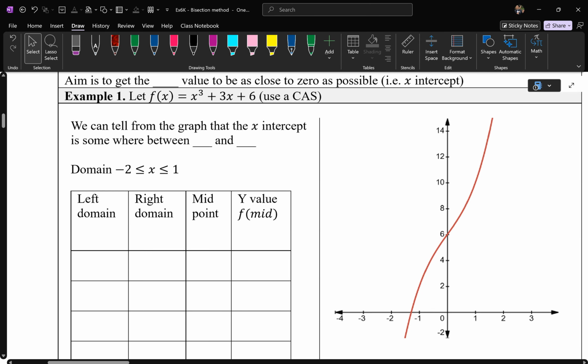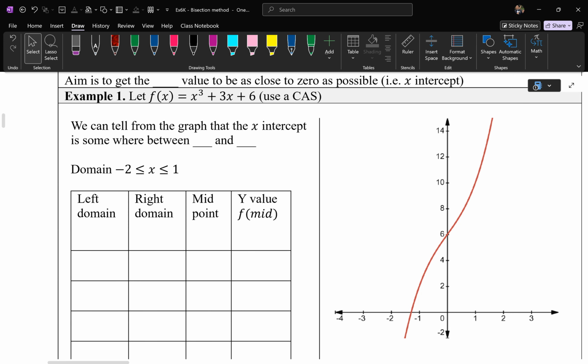This is your function. We can tell it's somewhere here between negative 1 and negative 2. So I'm going to highlight that domain. We can tell that the x-intercept must be somewhere between these 2 whole numbers, negative 1, negative 2. So what they say is, okay, so we can tell from the graph that the x-axis intercept is somewhere between, let's fill it in, negative 2 and negative 1. So the theory says this. They say, okay, so we know that it's somewhere between these 2.